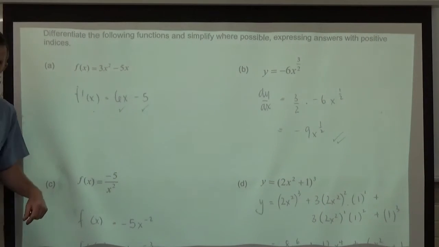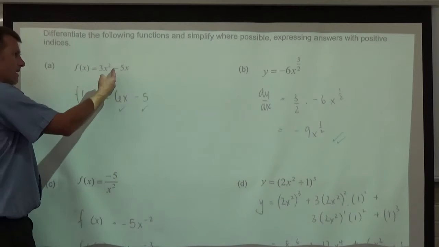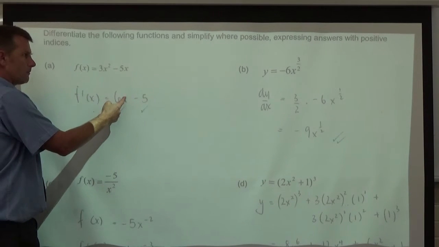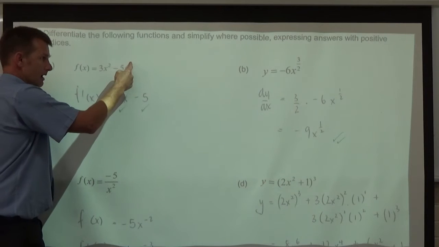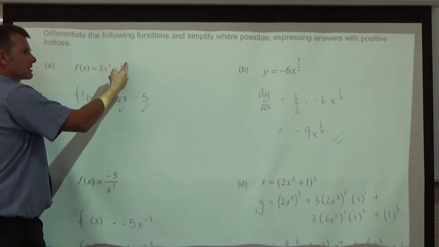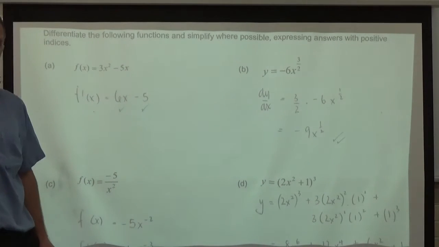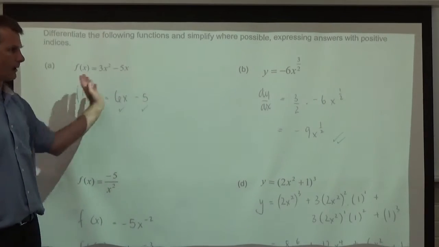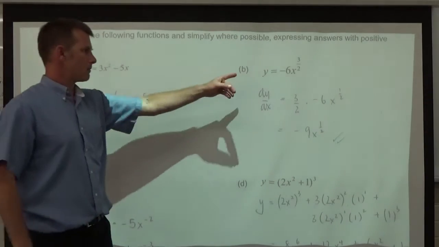First question, differentiate. Pretty easy. Remember the rule is power out the front, lower the power by 1, so this 2 becomes a 1. X to the power of 1 becomes x to the power of 0, and anything raised to the power of 0 is just 1. So that's why that one drops through there. 1 mark either way.